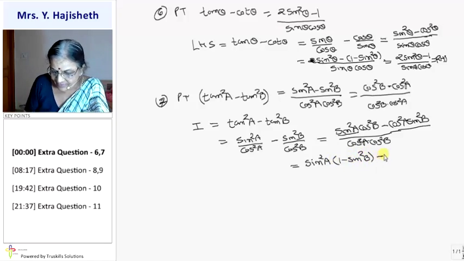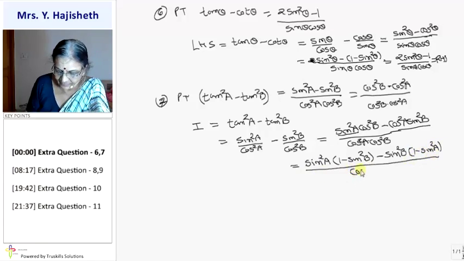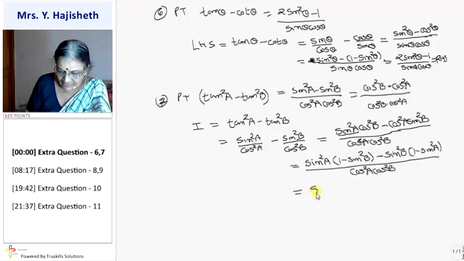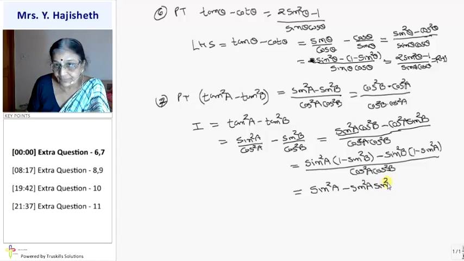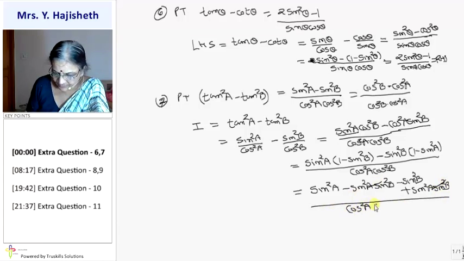Now second time I want sin square B. So minus sin square B I try to protect. For cos square A I put 1 minus sin square A, over cos square A into cos square B. Now you just open it by applying distributive law. Sin square A into 1 is sin square A, minus sin square A into sin square B, minus sin square B, minus minus plus sin square A into sin square B. So like terms with plus minus go away. Denominator is cos square A into cos square B. So I got my answer: sin square A minus sin square B upon cos square A into cos square B.